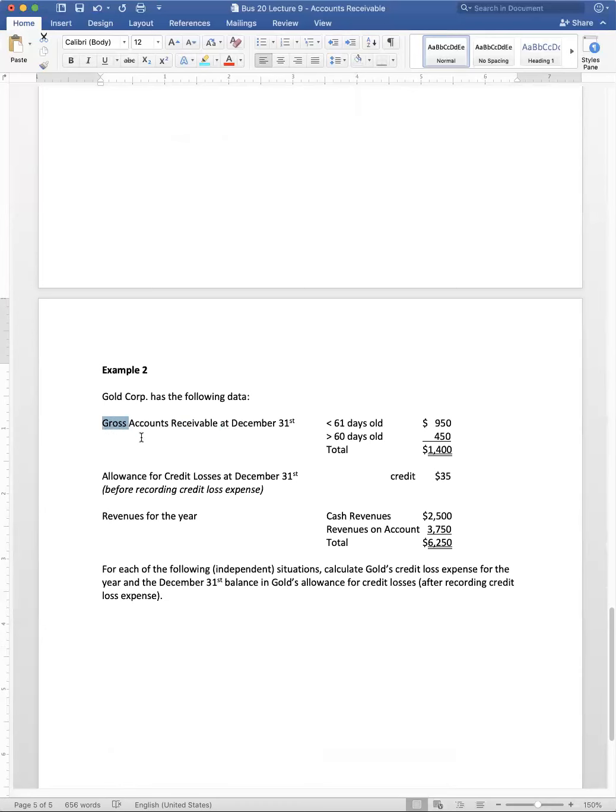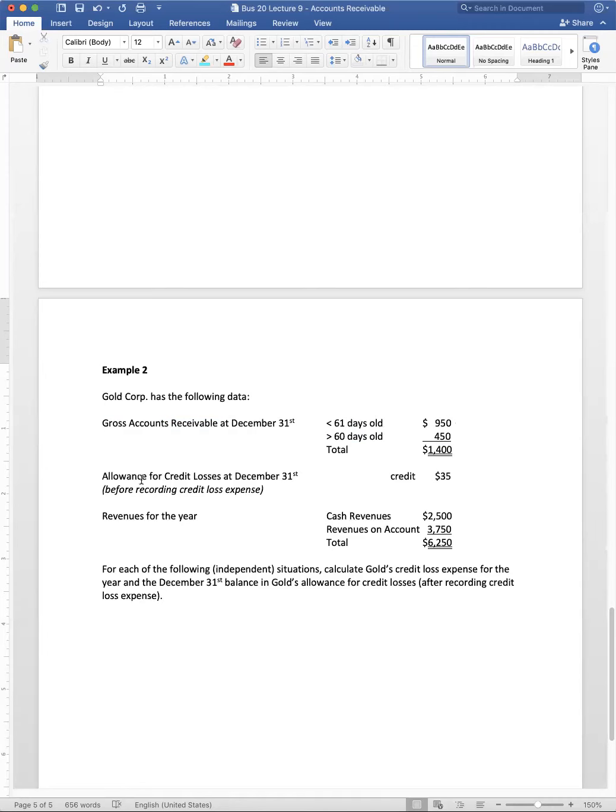What does gross mean again? Remember, gross is the whole amount. It's not the net amount, it's the whole amount. So this means without the allowance. Gross accounts receivable is the total receivables without any subtractions, so without the allowance. The total receivables are $1,400, and that's broken up into two age categories: less than 2 months old and more than 2 months old.